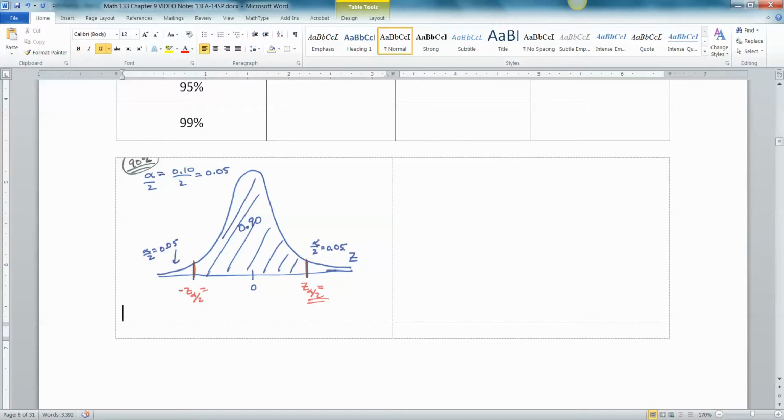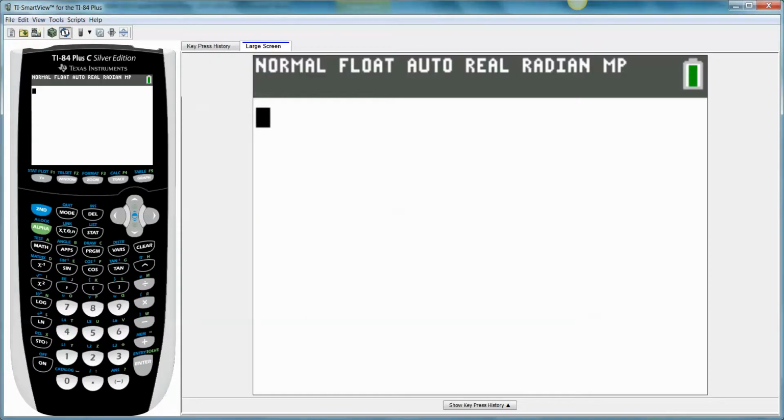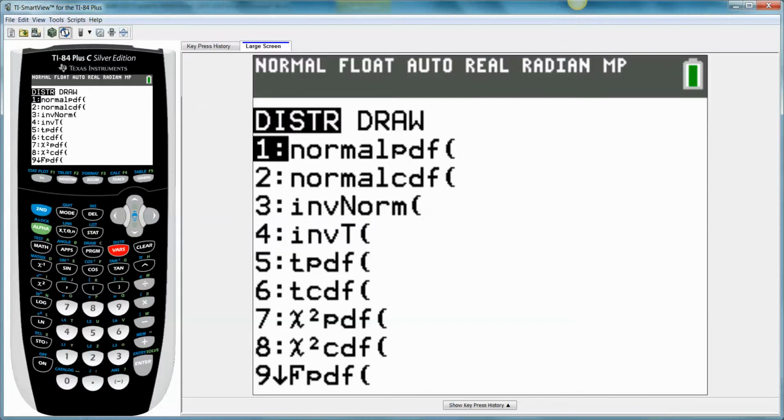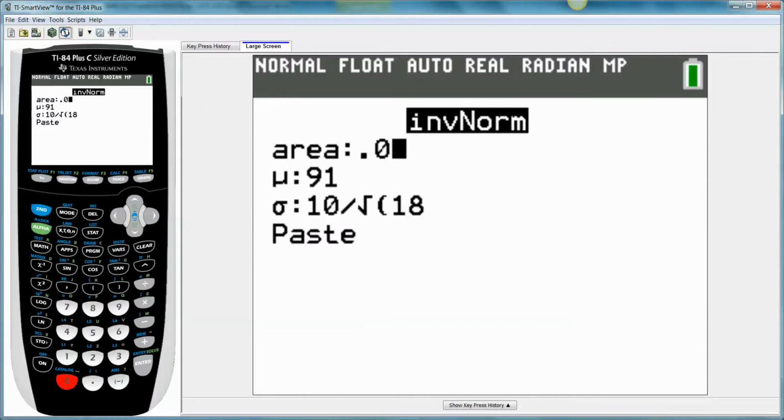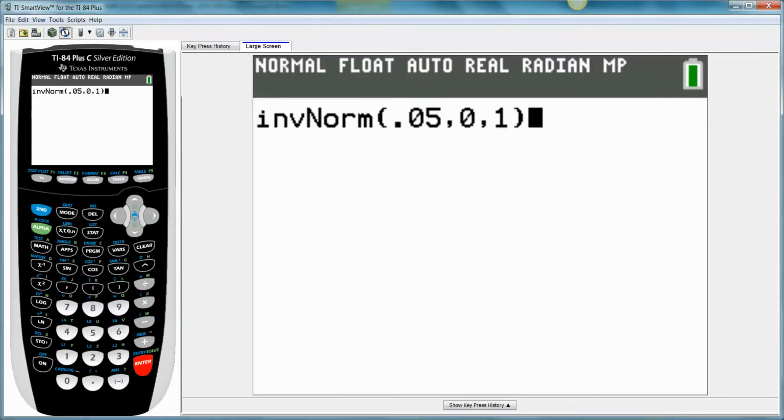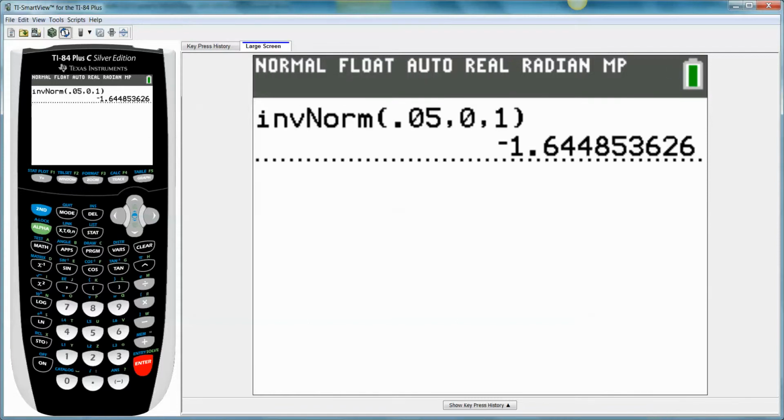You need inverse norm, 0.05, comma 0, comma 1. All right, let me show you how to do that. So you grab your calculator, go to distributions, so second variables button right there, and then number 3, right there, inverse norm. So you grab that, you say I want 0.05, 0, 1, paste. And for old calculators like 83s, that's what it's going to have to look like. Inverse norm 0.05, 0, 1, press enter, and there it is.